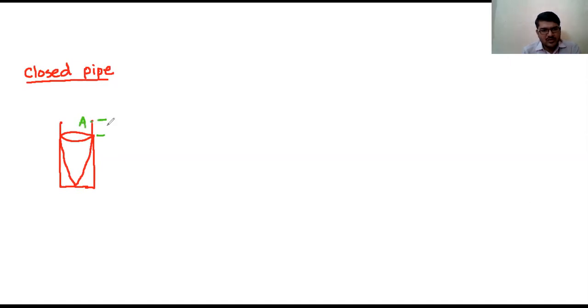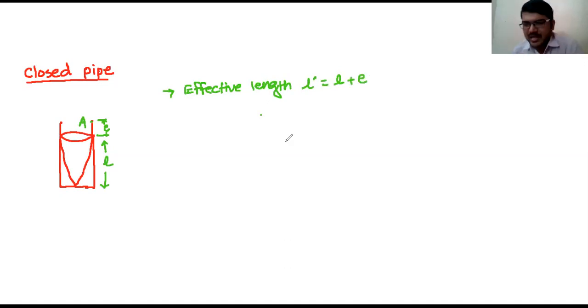So this distance is E. E is called end correction, and you get only one because only one end is open, and this is L. The first point I am writing: in this case you get the effective length. The effective length L dash is equal to L plus E. Only one end correction, that is L plus E.